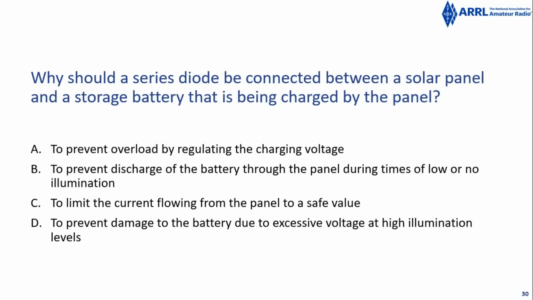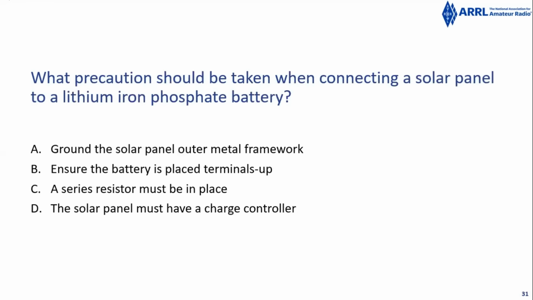Why should a series diode be connected between a solar panel and a storage battery that is being charged by the panel? To prevent discharge of the battery through the panel during times of low or no illumination. What precautions should be taken when connecting a solar panel to a lithium iron phosphate battery? The solar panel must have a charge controller. Again, you've got to have something in between your solar panel and your battery.